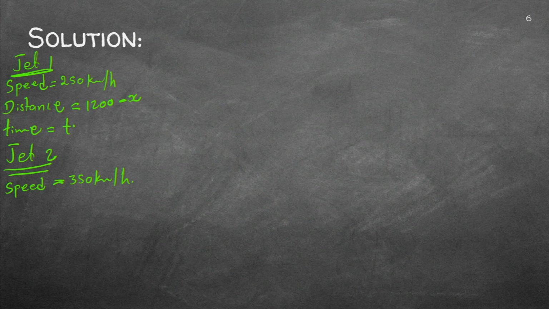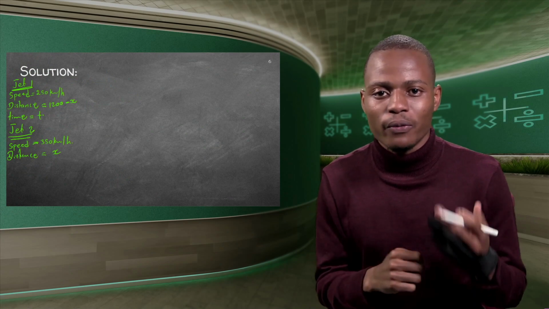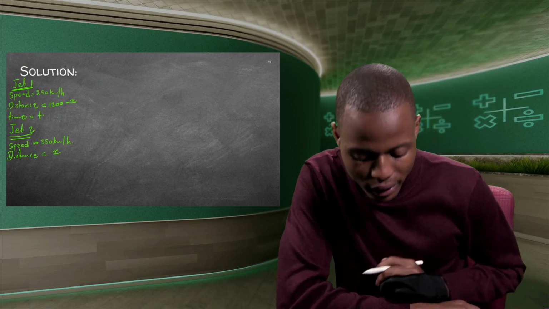350 kilometers per hour. The distance that the second aircraft is will simply be x, because that is the distance between them. So if you want to find the difference between those two, if you take 1200 minus x that we have on top and we subtract it with x, it's simply just going to be 1200. Okay, so that is how you find the difference of those two aircrafts.